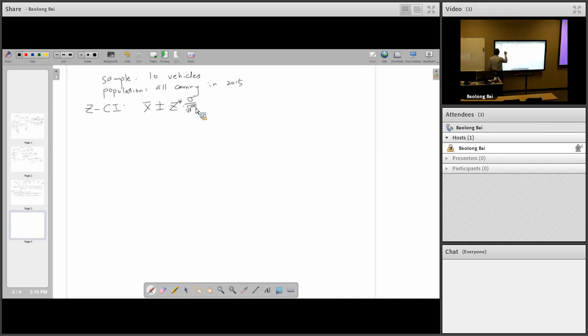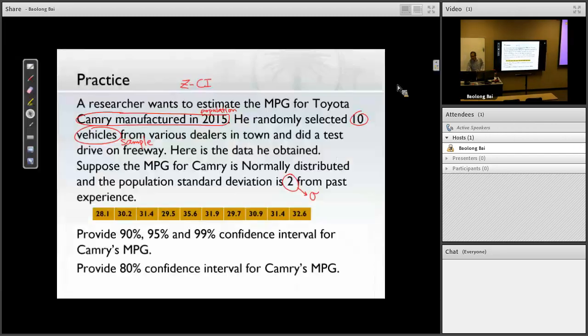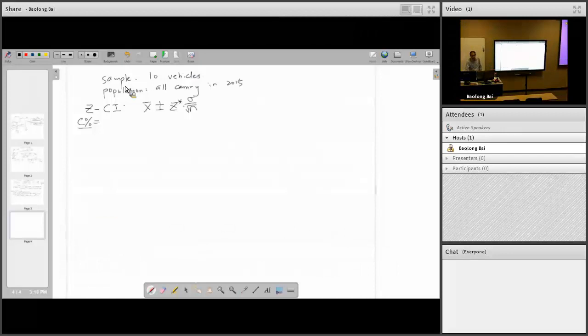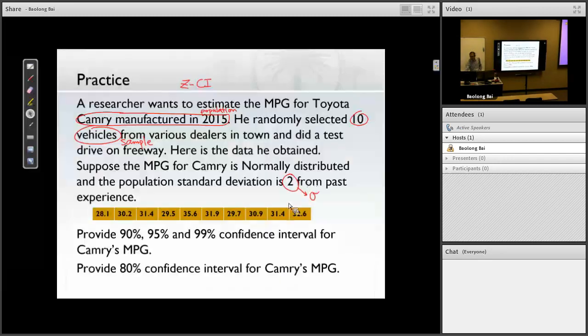Then we need to know the confidence level here as well. What confidence level do we need to use? We have 4 different confidence levels given, and we need to do 4 different calculations, but we're only going to choose one of them. We're going to work on 80%, but any other confidence level will be the same process. And we're also given sigma equal to 2. That's the reason we say we need to do a Z confidence interval if you look at the question. So sigma equals 2.